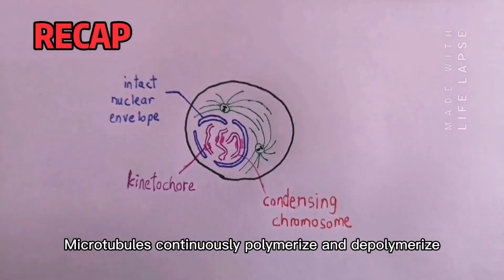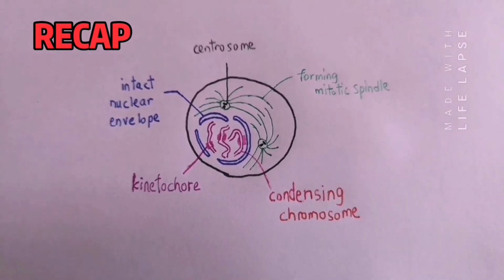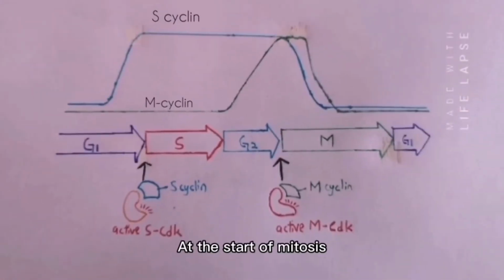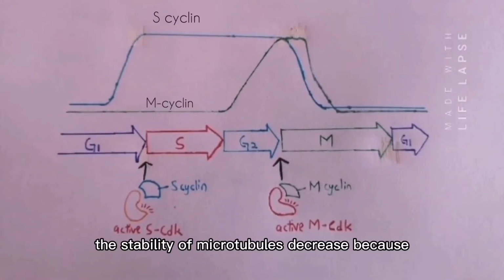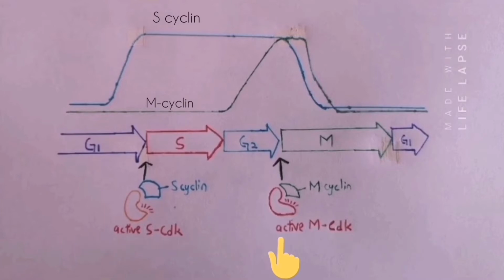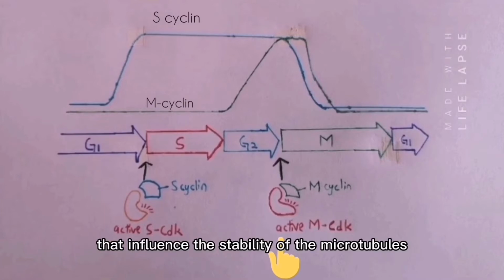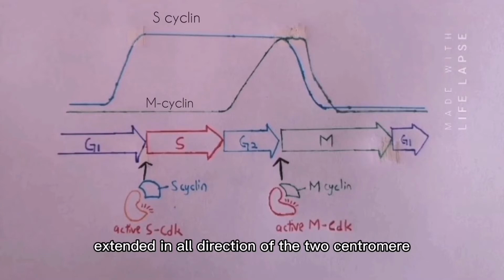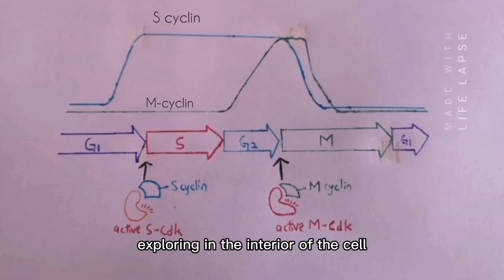Okay, here's a short recap of what we have learned just now. Microtubules continuously polymerize and depolymerize by the addition and loss of their tubulin subunits, and individual filaments alternate between growing and shrinking, a process called dynamic instability. At the start of mitosis, the stability of microtubules decreases because M-CDK phosphorylates microtubule-associated proteins that influence the stability of the microtubules. As a result, during prophase, rapidly growing and shrinking microtubules extend in all directions from the two centrosomes, exploring the interior of the cell.